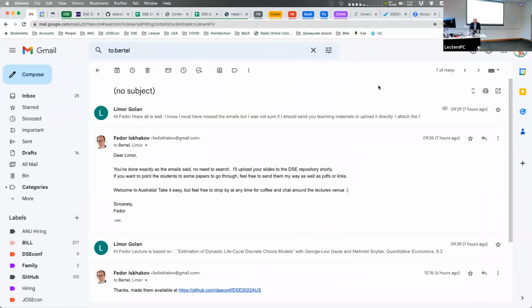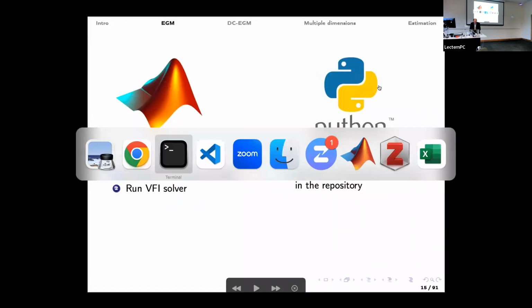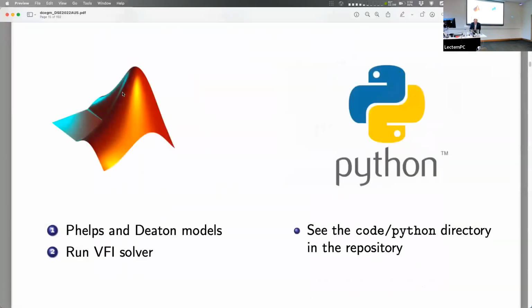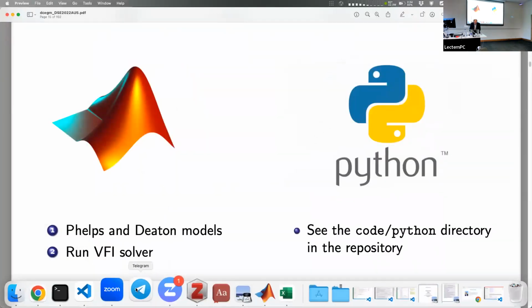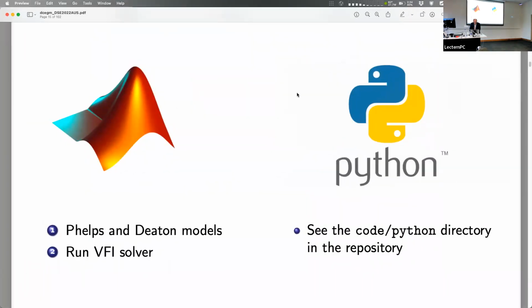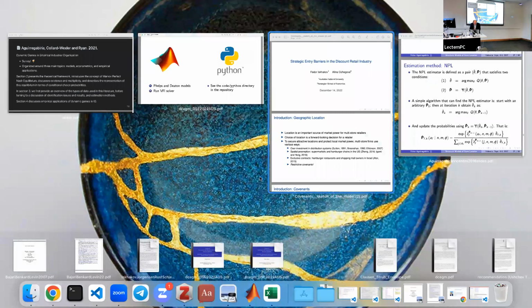Where would that be? Oh, sorry. I thought I set it up so that I have a separate screen here. But I guess I don't.